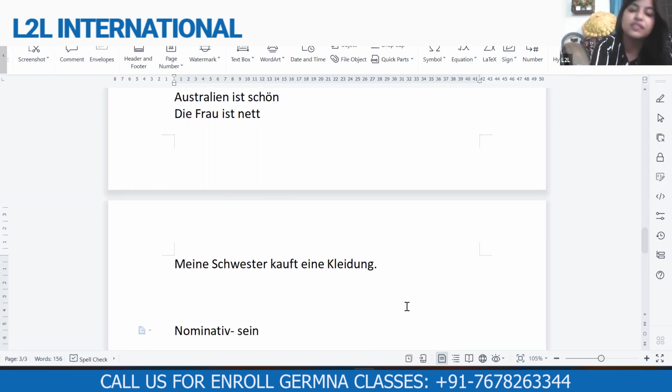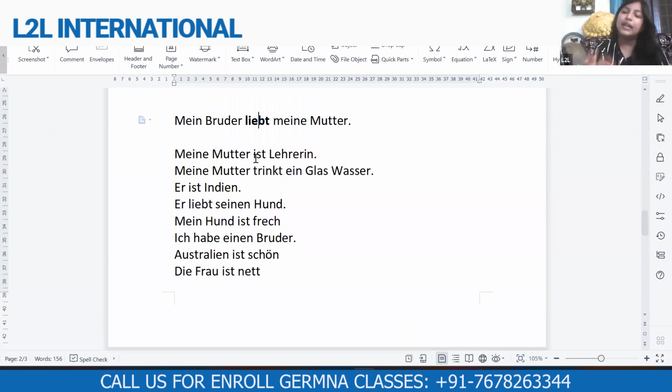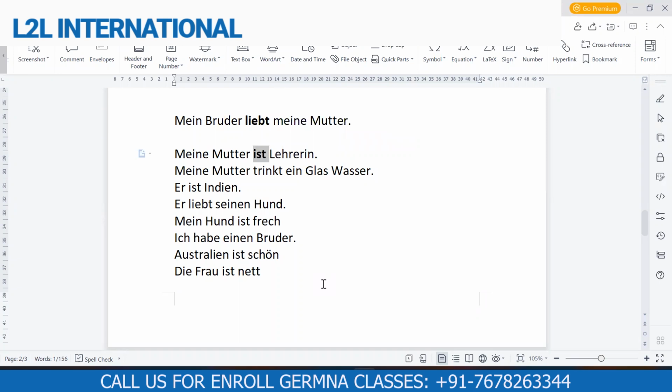So the first verb is sein. Whenever you have a sentence with a form of sein, ist, bin, sind, that sentence is always nominative. So the first sentence has the form of sein, which is ist. It is nominative. So better to understand that this sentence has the verb sein, so we'll consider it nominative. Sein is to be. It's an auxiliary verb, to be.